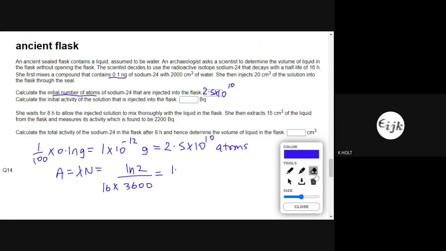Oh, and then I multiply that by N. So multiply that by 2.5 times 10 to the 10. And that's 3 times 10 to the 5 becquerel. Pretty accurate, it's 3.00. So next up.